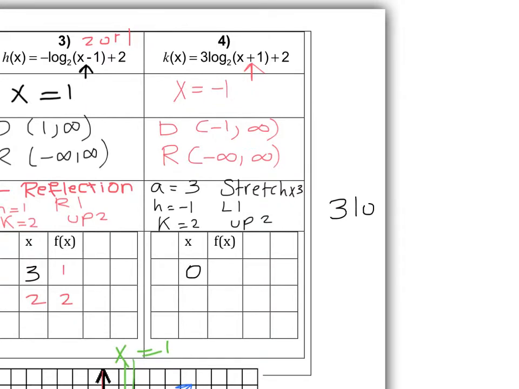3 log base 2, x is 0, so I'm going to be left with a 1, plus 2. Log of 1 is a 0. Anything multiplied by 0 would be just 0, so my answer would be just 2. That's going to be my y.